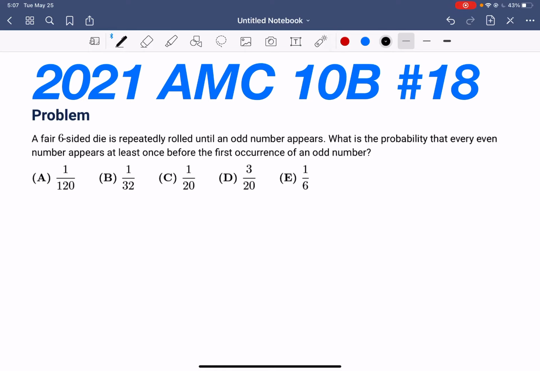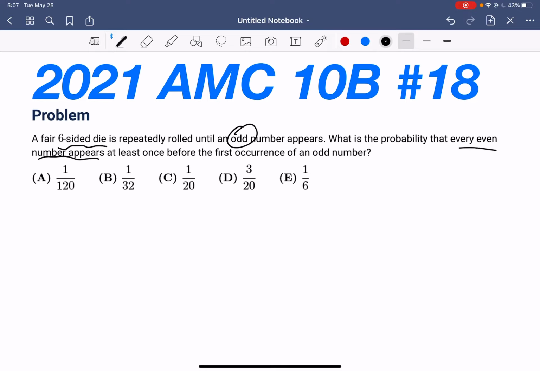In today's episode of Investigation, we will go back to 2021 AMC 10B number 18 and take a look at one of the last problems that I did not go over. So let's take a look at the problem. The problem states that a six-sided die is repeatedly rolled until an odd number appears, and asks for the probability that every even number appears before that.